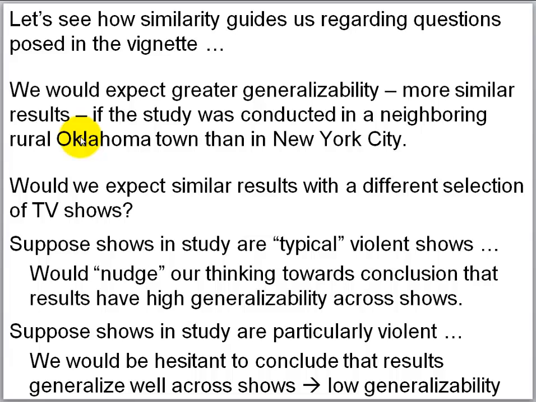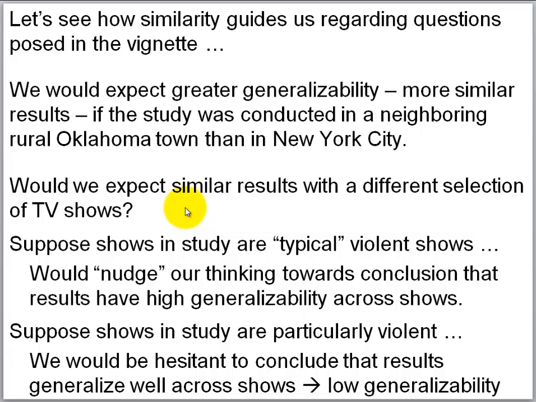So we'd have certainly an intuitive sense that we'd get more similar results, but it really would be thinking through the degree of similarity that would be guiding us. So certainly we'd expect greater generalizability to the rural Oklahoma town. So the notion of generalizability goes not only to groups and populations, but it also goes to the different conditions that are part of the research study.